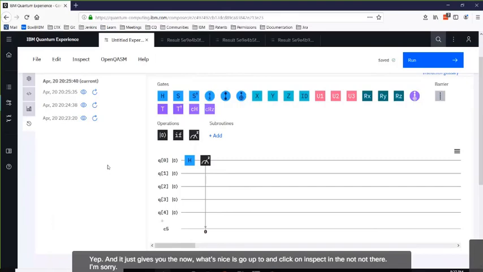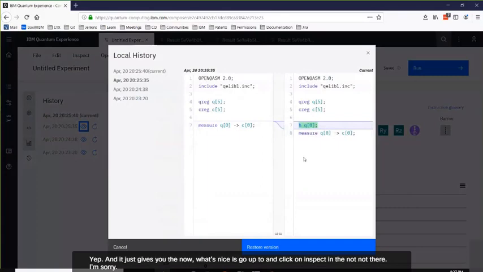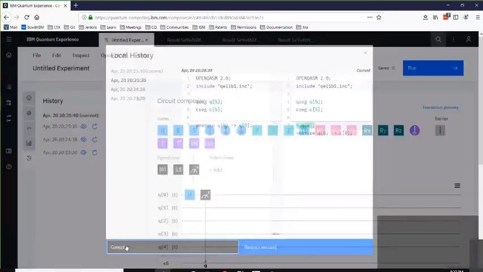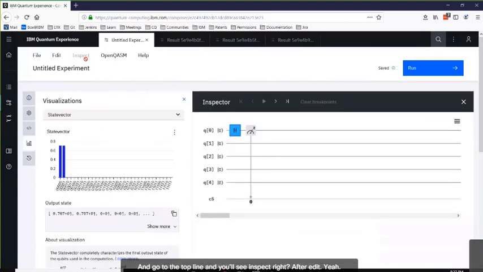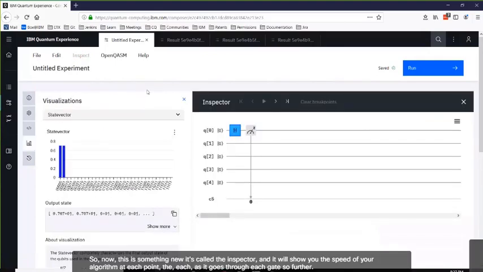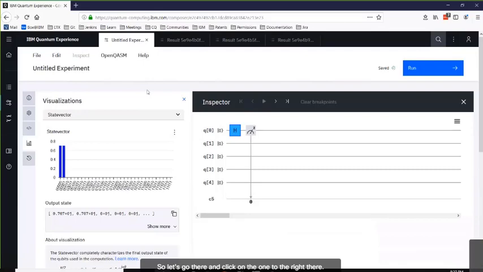Now what's nice is go up to and click on inspect in the, not there, I'm sorry, close that up and go to the top line and you'll see inspect right after edit. Yeah, so now this is something new, it's called the inspector and it will show you the state of your algorithm at each point, as it goes through each gate. So we're furthest to the left, so go up there and click on the one to the right there. Yes, exactly, click that.